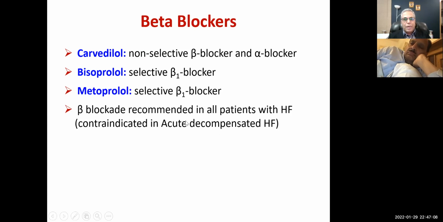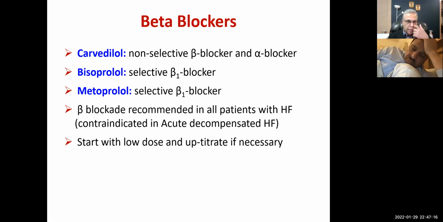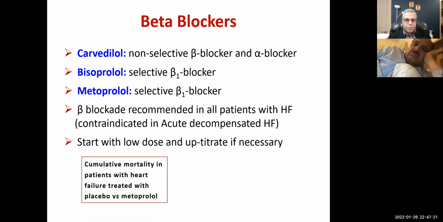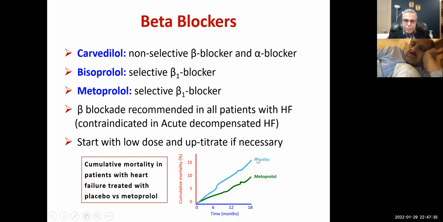Beta blockade is recommended in all patients with heart failure, but contraindicated in acute decompensated heart failure. Start with low dose and up titrate. That's what we do for most of the drugs. And again, this graph has been obtained from a large clinical trial, and it shows that cumulative mortality is reduced with metoprolol. You see that it's much higher, about 16% or something like that with placebo. And with metoprolol, it is something like 8 or 9%.